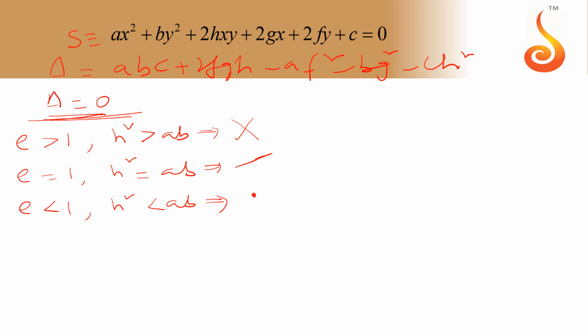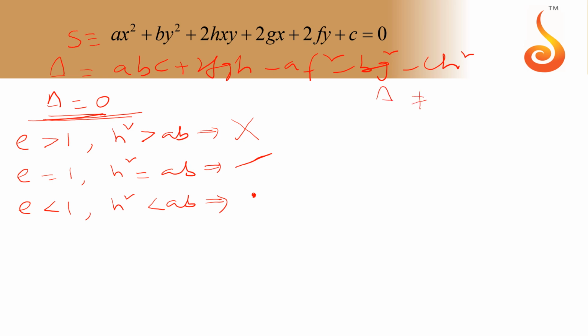So this point is treated in two ways. It can be treated as a point circle also, because it is a point. In pair of straight lines, we call it a pair of imaginary lines with a real point of intersection. That is a situation where the given second degree non-homogeneous equation represents only one point.